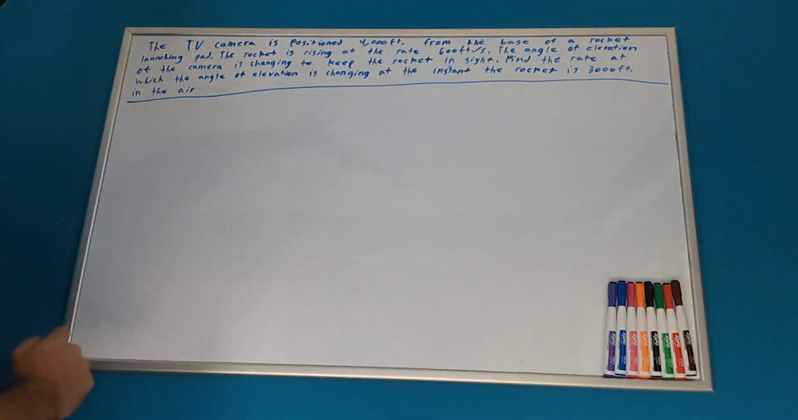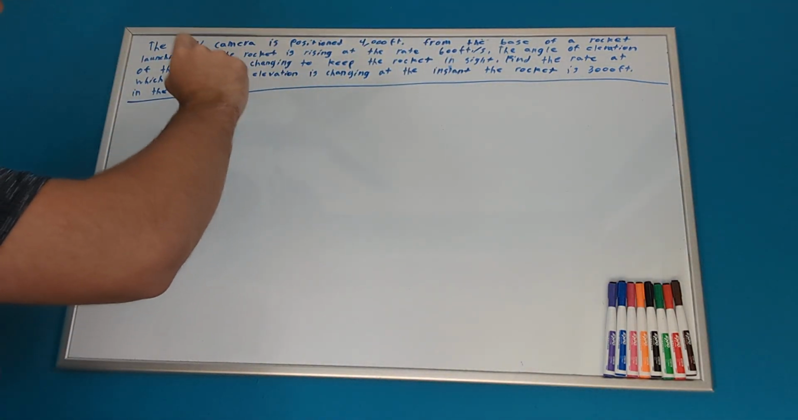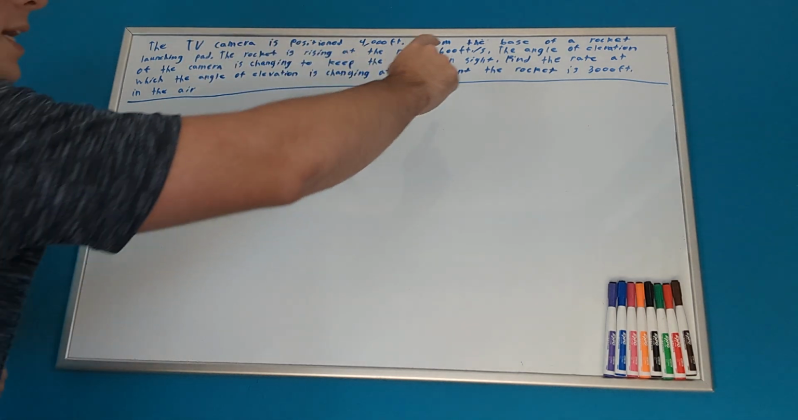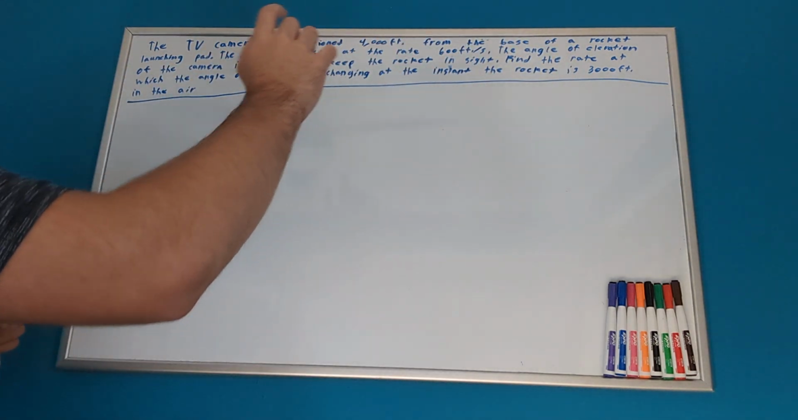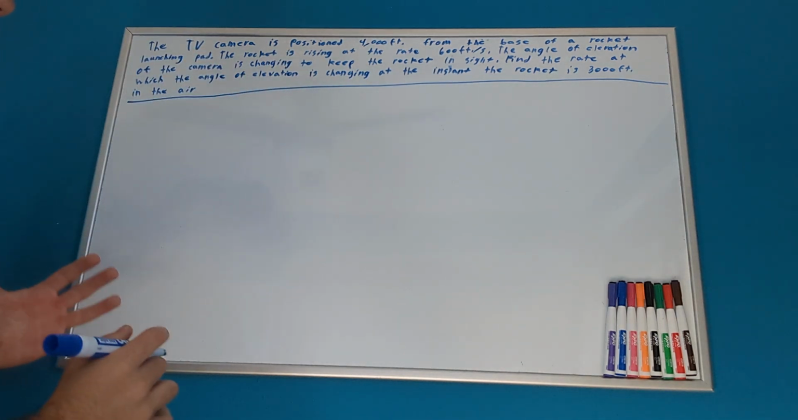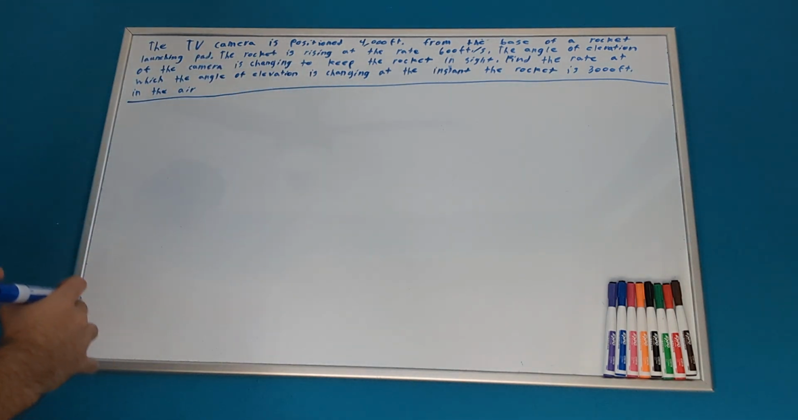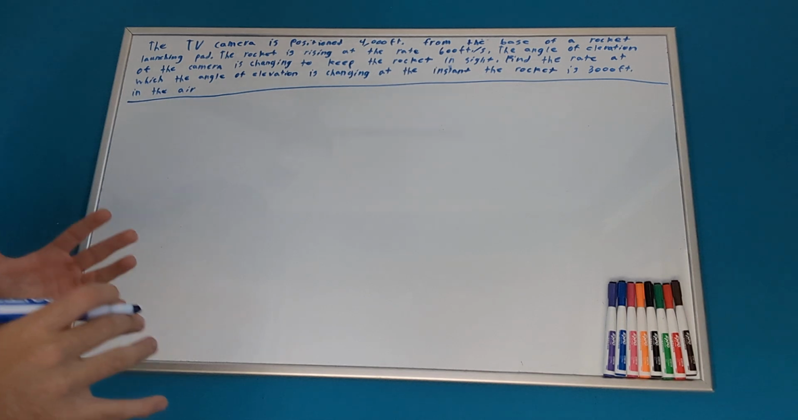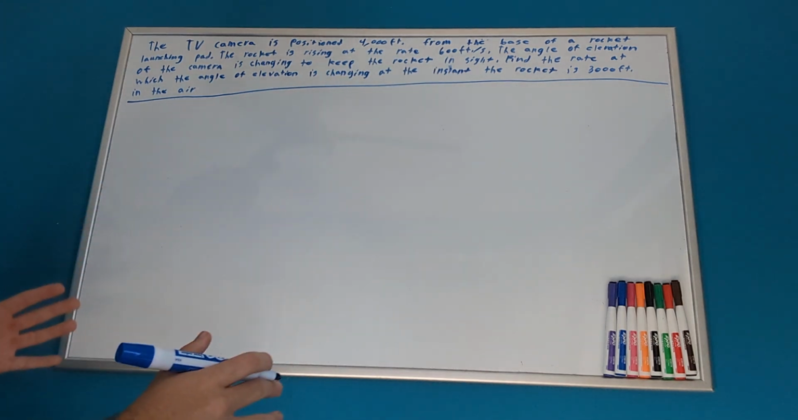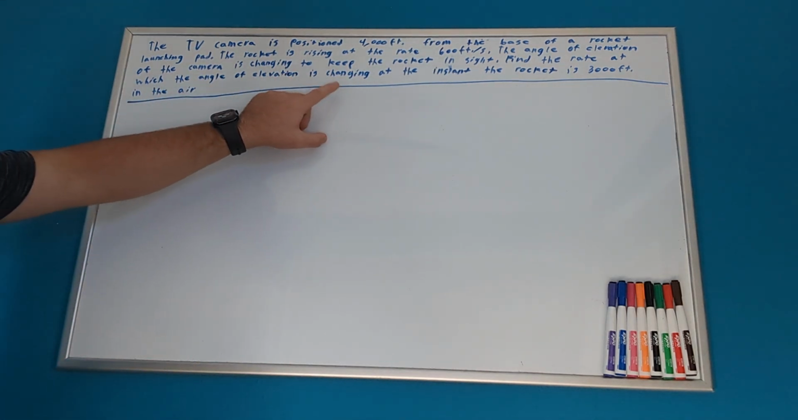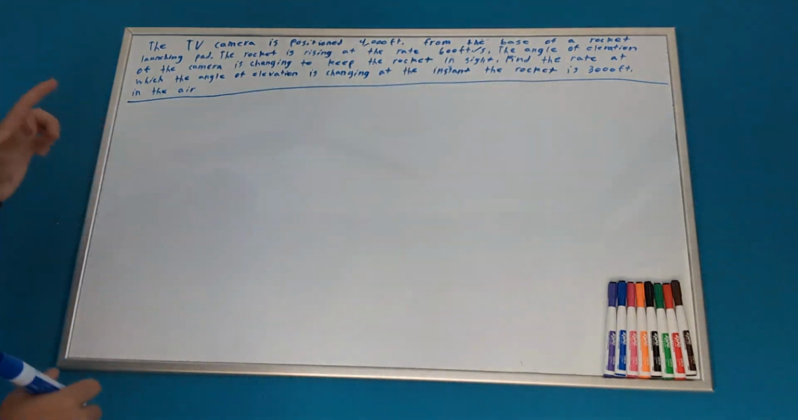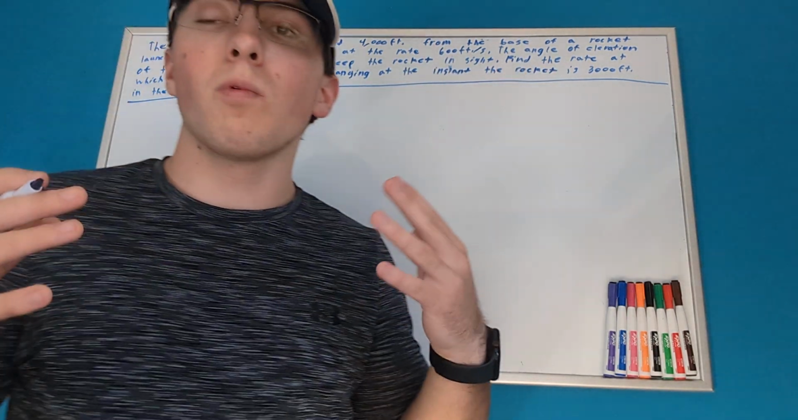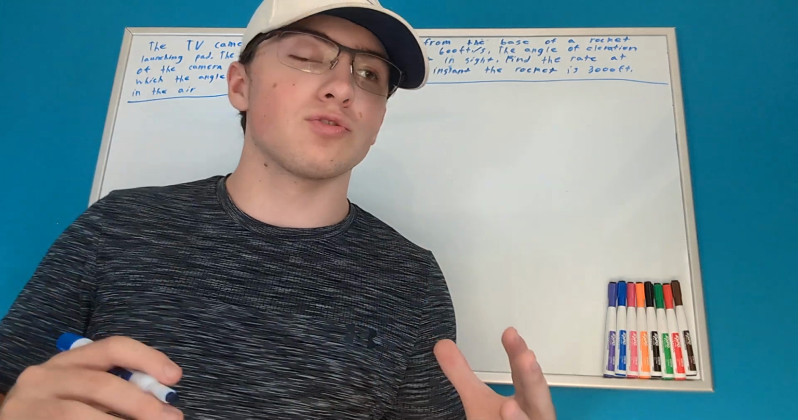The TV camera is positioned 4,000 feet from the base of a rocket launching pad. The rocket is rising at a rate of 600 feet per second. The angle of elevation of the camera is changing to keep the rocket in sight. Find the rate at which the angle of elevation is changing at the instant the rocket is 3,000 feet in the air. All right, so once again, we want to begin with a drawing.